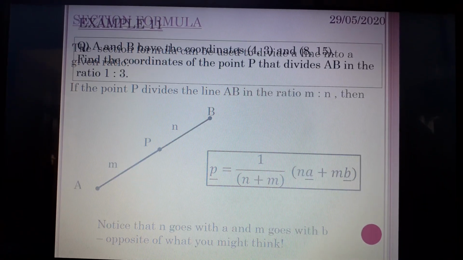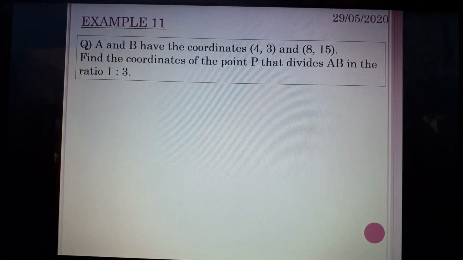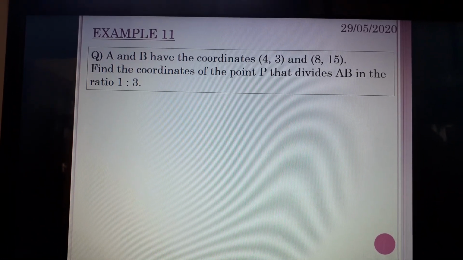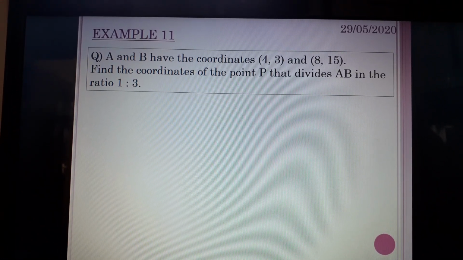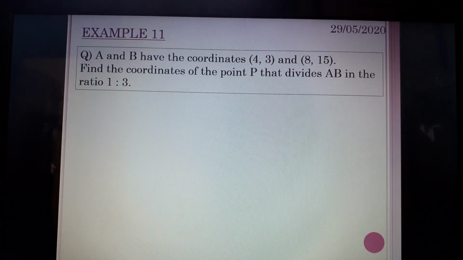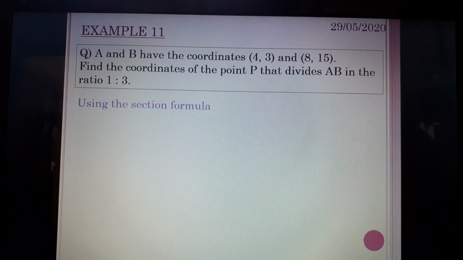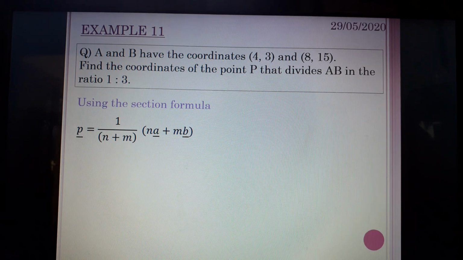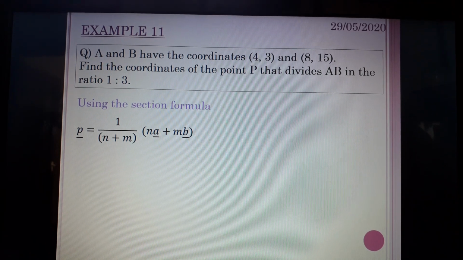Okay, so let's put it into practice. So here we have two coordinates, A and B. Find the coordinate of the point P that divides A and B in the ratio 1 to 3. So using the section formula, using that formula there, what that means when you put the numbers into it, you don't have to write that formula out when you do the questions.